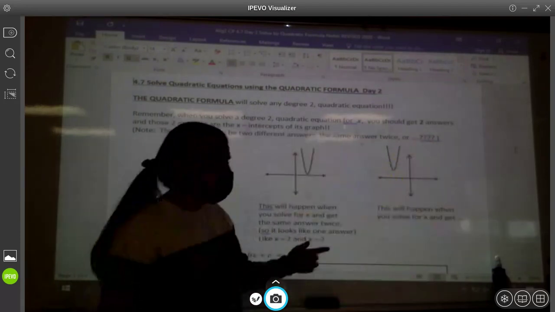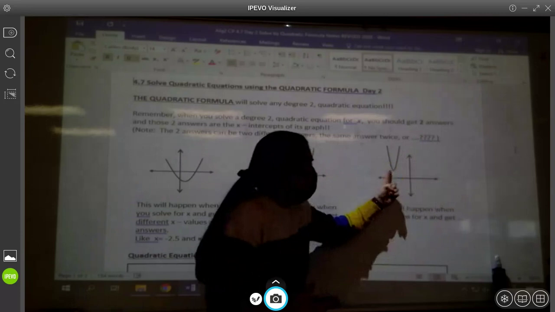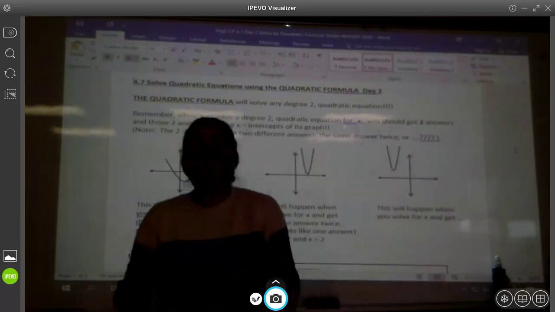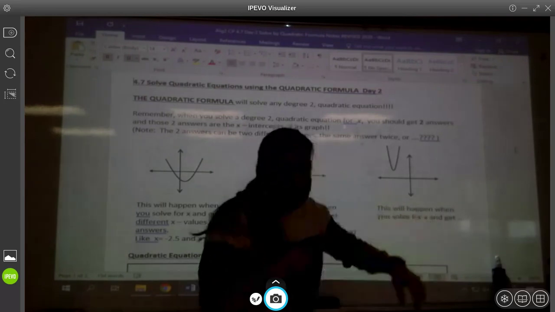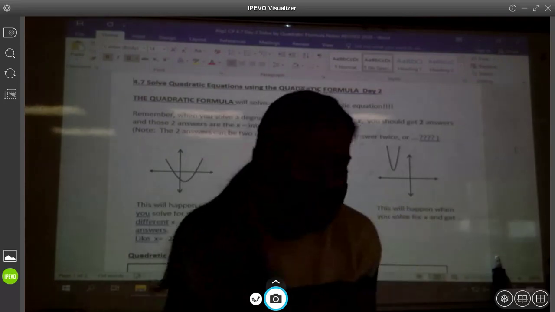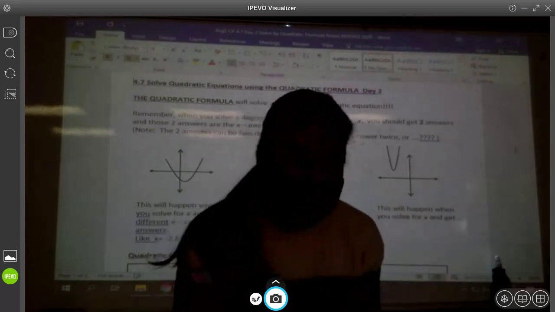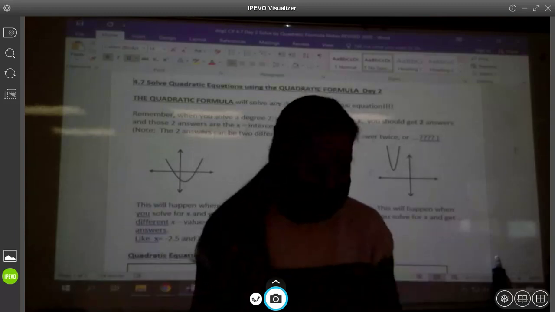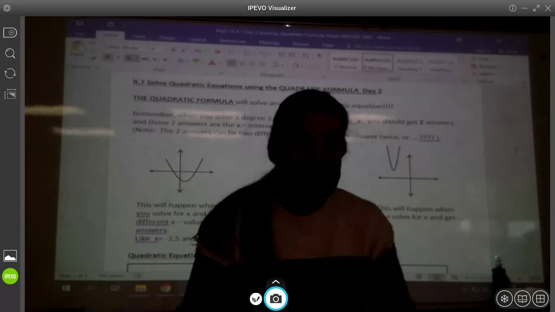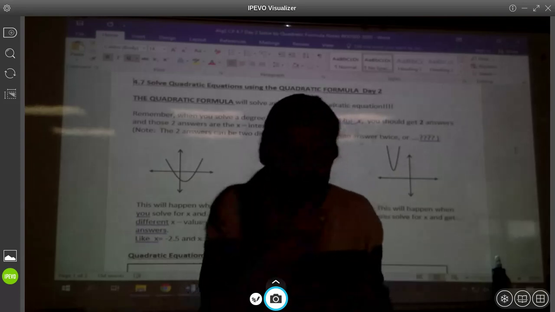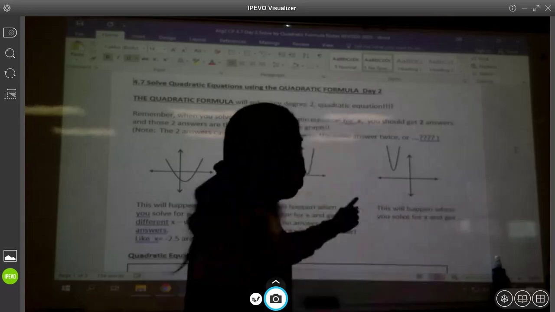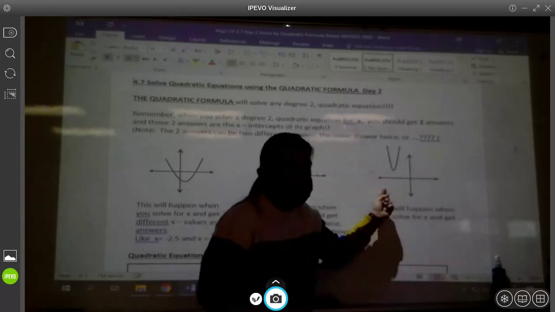Guys, I hinted at this yesterday. What happens to the parabolas that don't cross over the x-axis, that don't have an x-intercept? When you solve those quadratic equations, you are not going to get a real number. You're going to get an imaginary answer. I just want you guys to be aware of that because it's the next section that we start. We're going to get imaginary numbers to the quadratics that we solve in the next section, okay? And those are going to be the ones that don't have any x-intercepts.